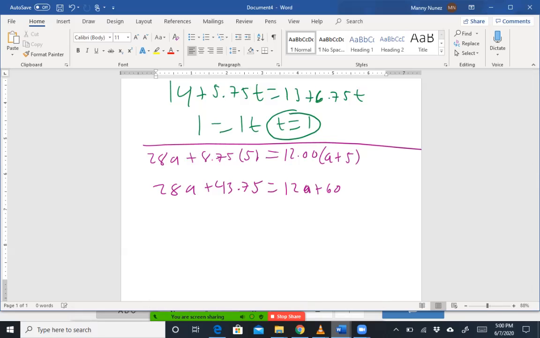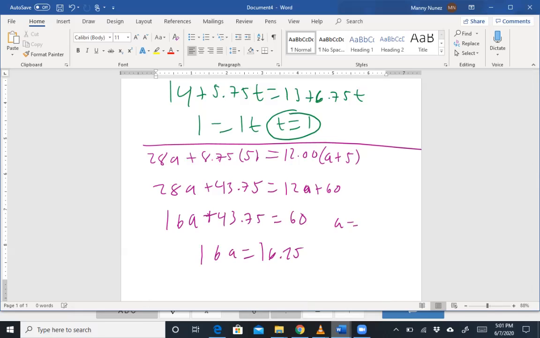Okay, and notice how A is on both sides. So move the 12A over here. So that's 16A plus 43.75 equals 60. I'm going to subtract 43.75 on the other side. So 16A equals 60 minus 43.75, that's 16.25.